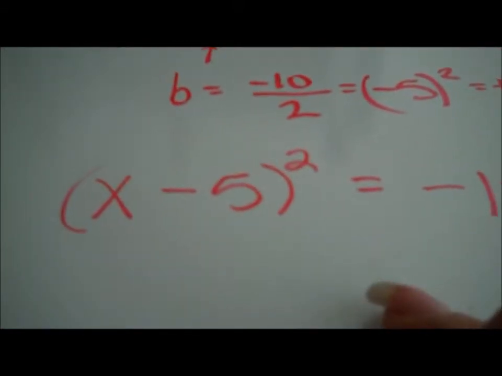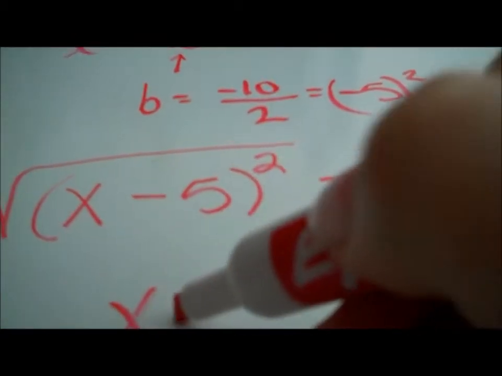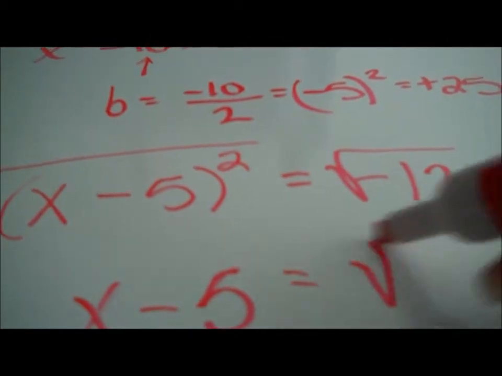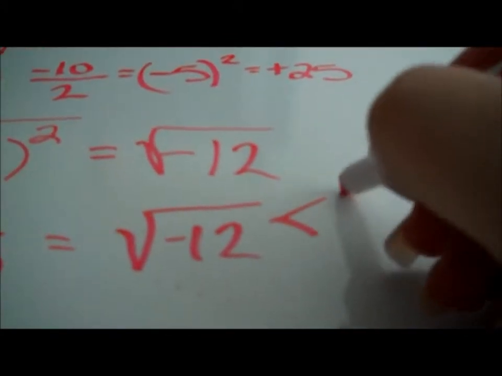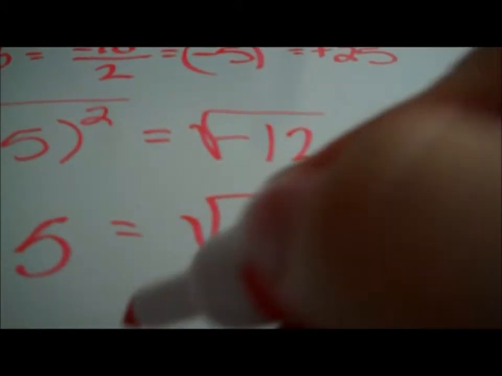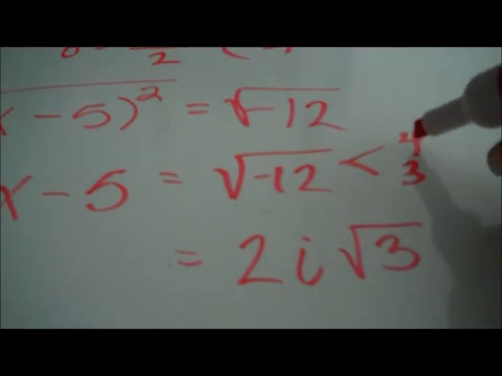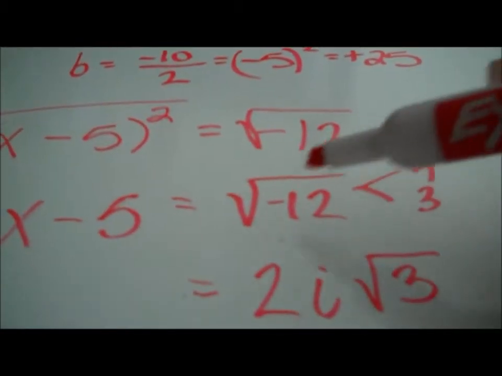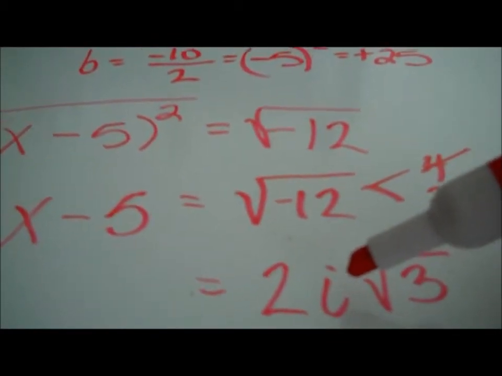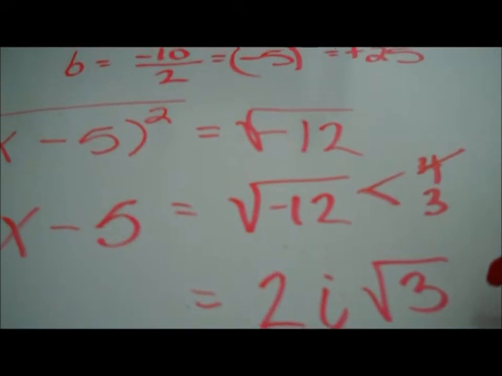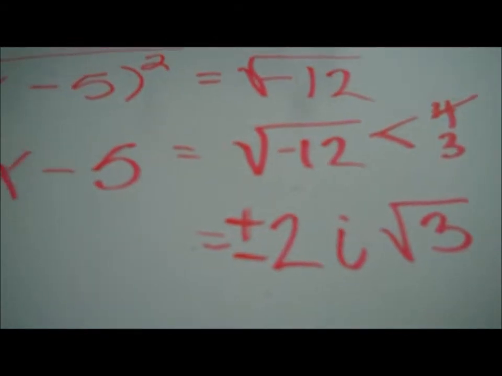Okay. So we need to solve for x, and in this case, we take the square root of both sides. So we get x minus 5 equals the square root of negative 12. We learned in our chapter 7 that I can rewrite this as 2i square root of 3, because again the square root of 4 is 2, but since we have a negative inside the square root, we get an i square root of 3. Now make sure, since we're taking the square root, this should be the positive and negative value of 2i square root of 3.